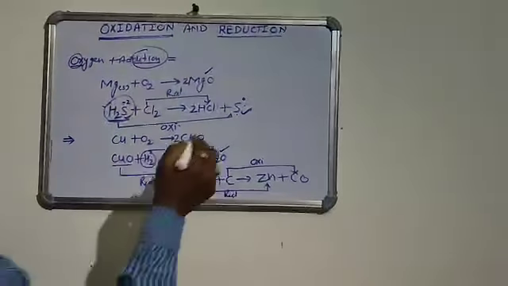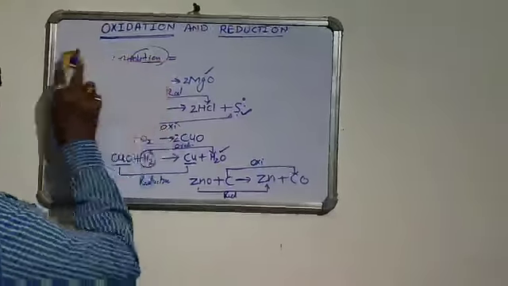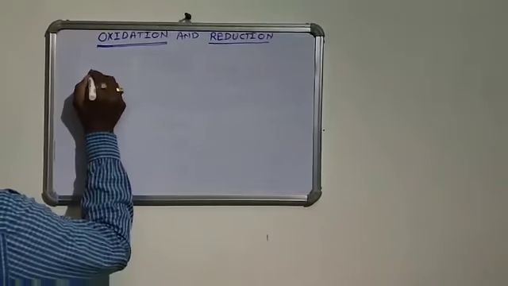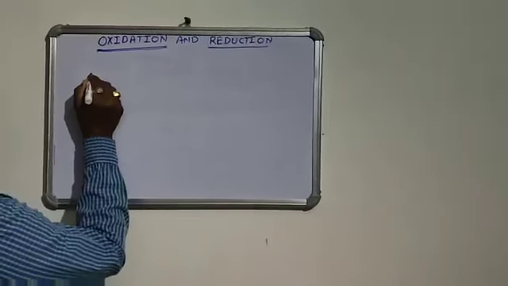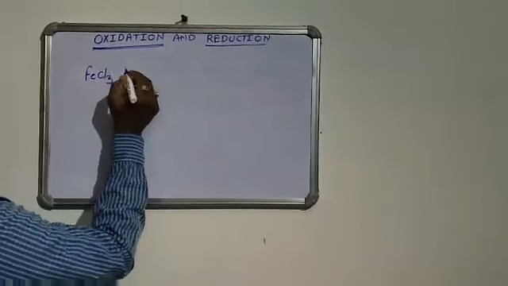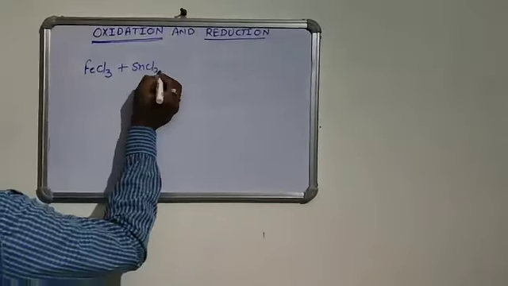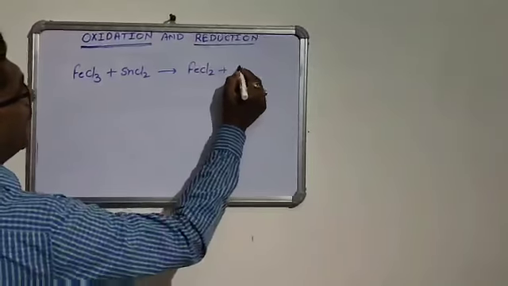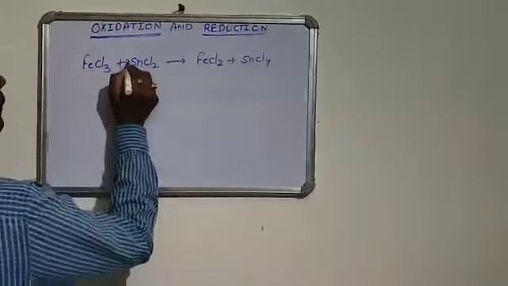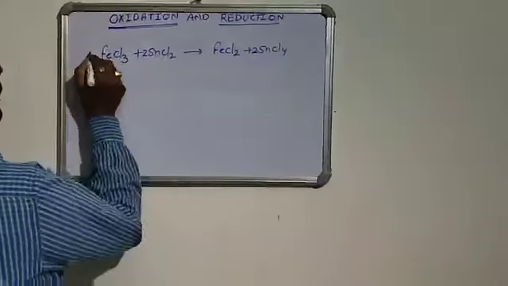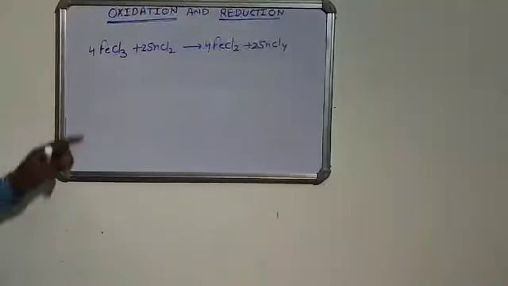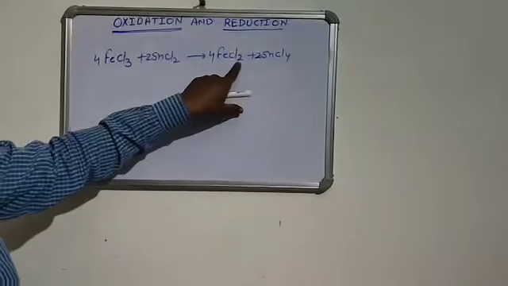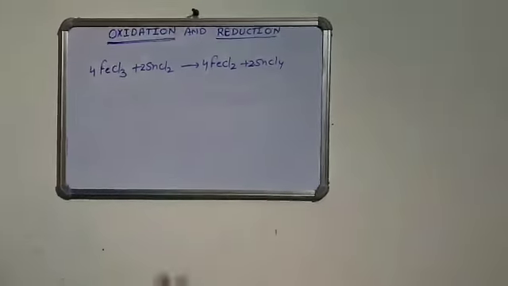Next example. Now the next example of a redox reaction is FeCl3 plus SnCl2 gives FeCl2 plus SnCl4. Here it is 2, and now it is 4 and this is 4. Balance: 4 3s are 12, 12 plus 4 is 16, 4 2s are 8 and 4 2s are 8 plus 16. Okay, now the reaction is balanced.